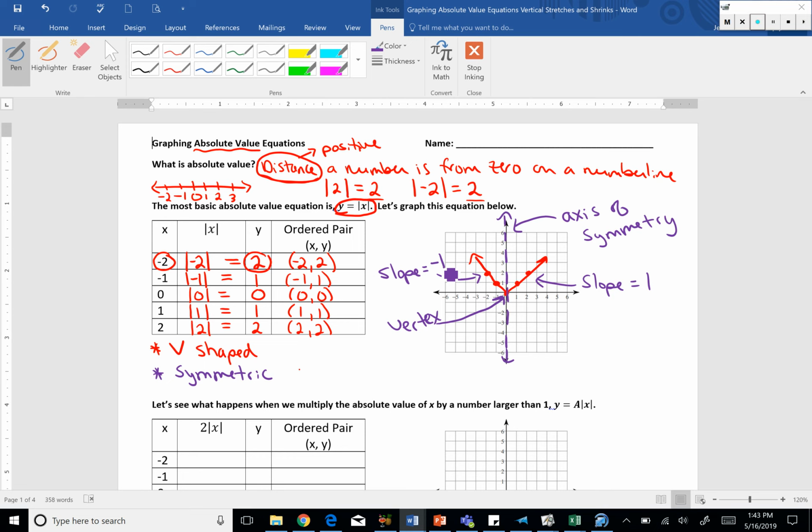So let's try. Today I wanted to keep things as simple as I could. So we're going to start transforming this graph, so making changes to it, by multiplying to begin with. I think multiplying is one of the easiest things to do to this equation first. There's a few different types of numbers we can multiply by. I'm going to go with a number larger than 1.